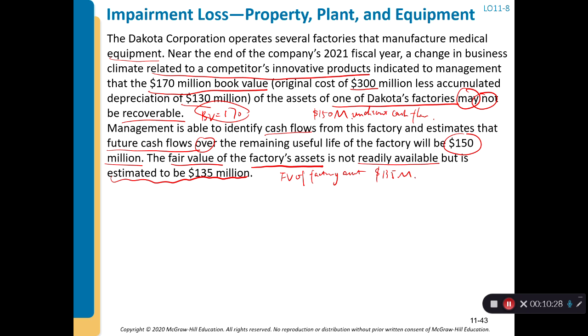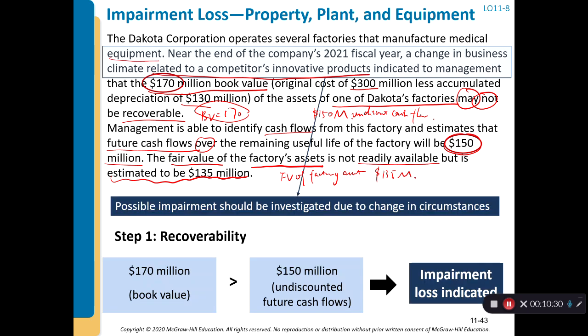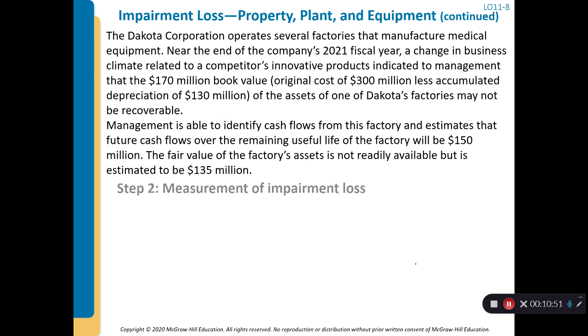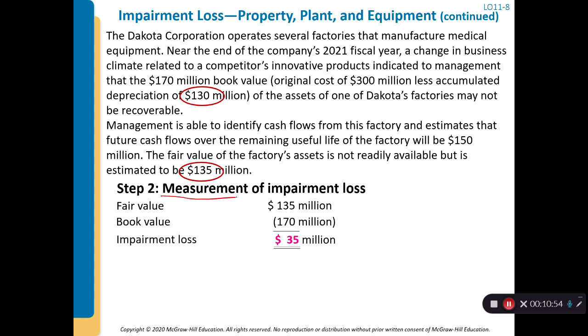So what do we do now? First of all, we need to see whether there needs to be an impairment. So first, the recoverability test. We want to compare the book value to the undiscounted cash flow of 150. Because the book value is bigger than 150, there is an impairment, right? So that means we need to book something. The second thing is the measurement of the impairment. We use the fair value, which is 135, minus the book value of 170, and we know there's a $35 million impairment loss.